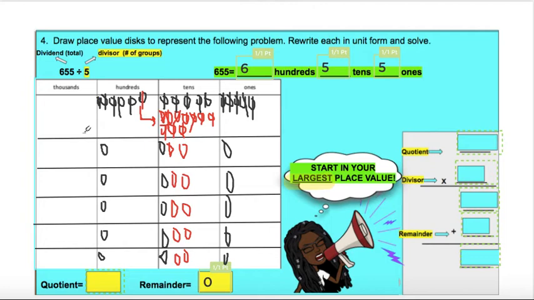Let's go ahead and find our quotient. Let's look at one of our groups. In this group, friends, how many hundreds do I have? 100. How many tens do I have? 3 tens. And how many ones do I have? 1. What is that quotient? Yeah, 131. Let's go ahead and check our work. 131 times our divisor, which is 5. Good job. 131 times 5.